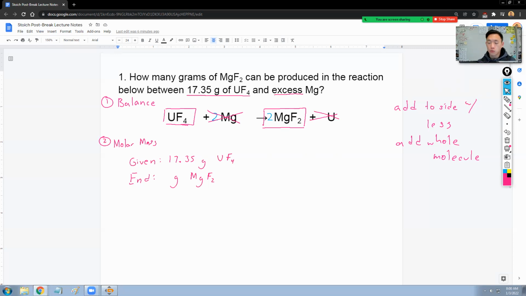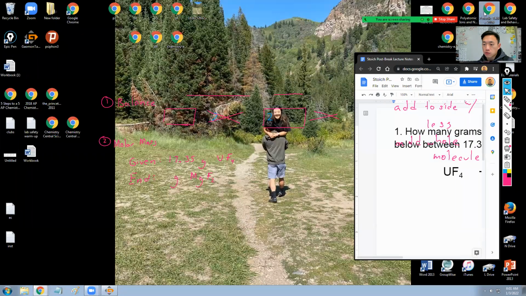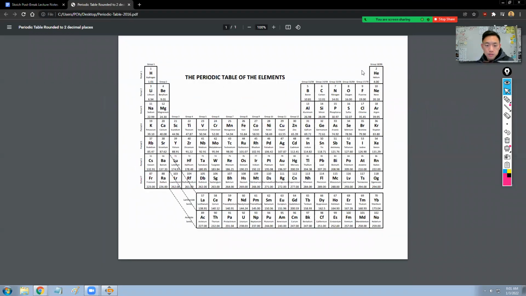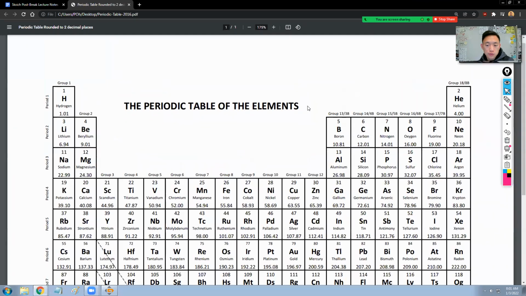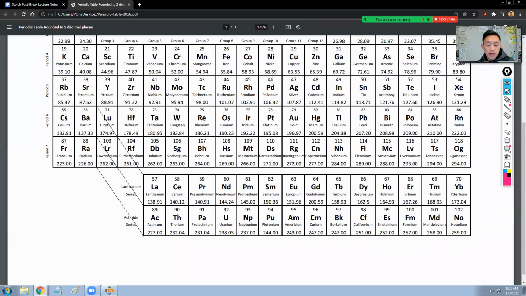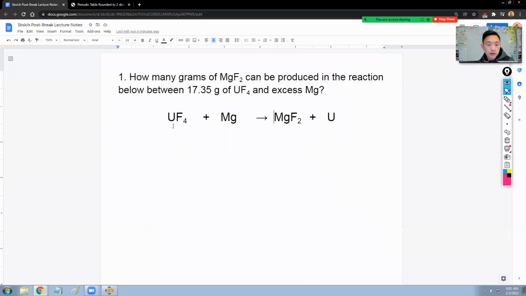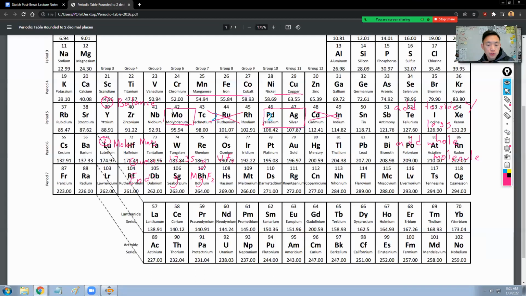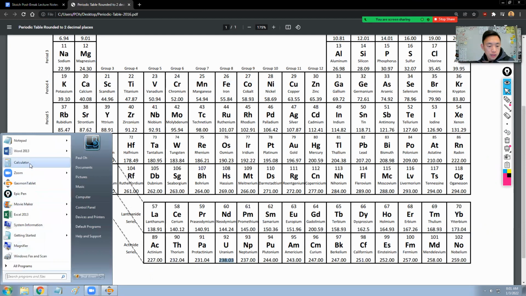And so what that means is we want to go to the periodic table, so I'm going to pull up my periodic table. All right, there it is. So we're going to pull up our periodic table, and we're just going to find the molar mass of the important chemicals. So here we have, we just said that UF4 is important. So we're going to go to the periodic table and look up U. And so if you look at the very bottom, uranium, U is 238.03. And so I'm going to pull up my calculator.